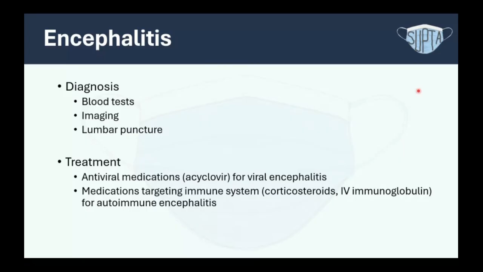There's not really much for surgery in terms of encephalitis, to be honest. It's mainly just medications.